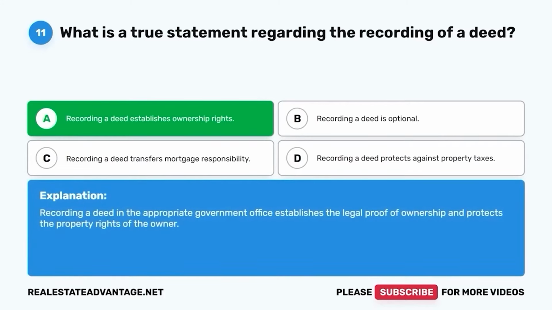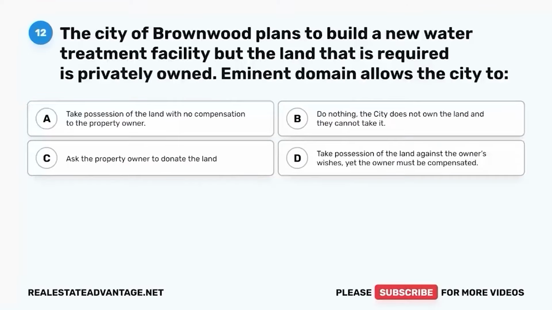Recording a deed in the appropriate government office establishes the legal proof of ownership and protects the property rights of the owner. Question 12. The City of Brownwood plans to build a new water treatment facility, but the land that is required is privately owned. Eminent domain allows the city to A.